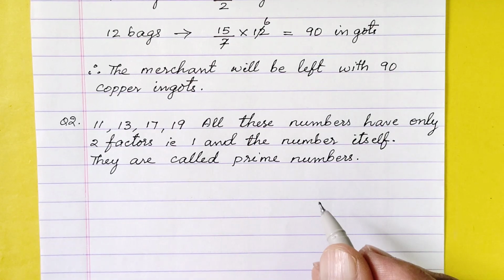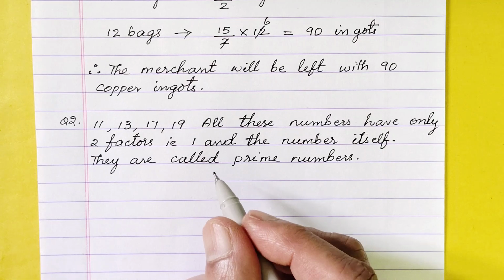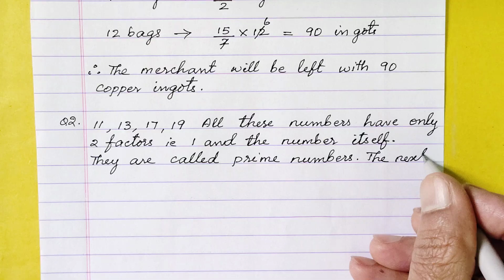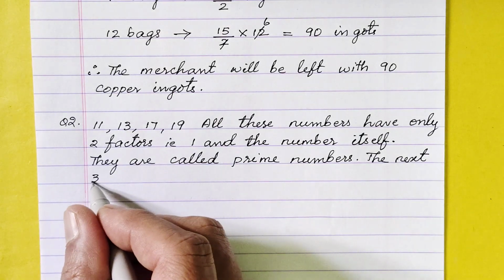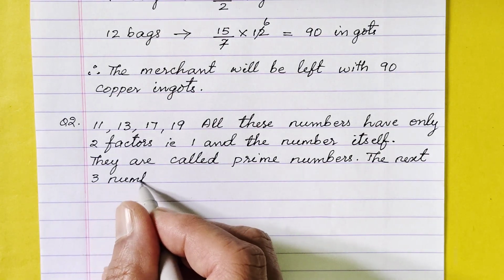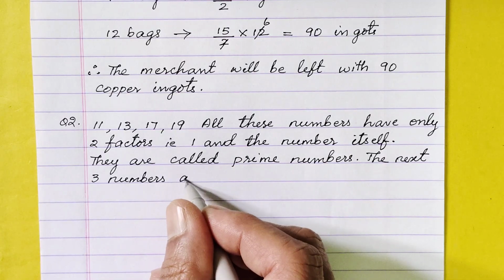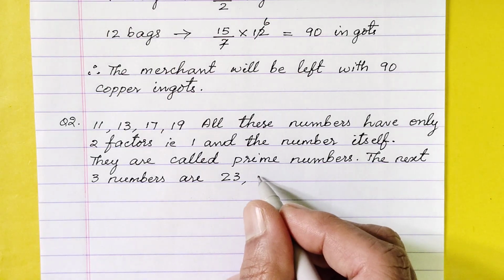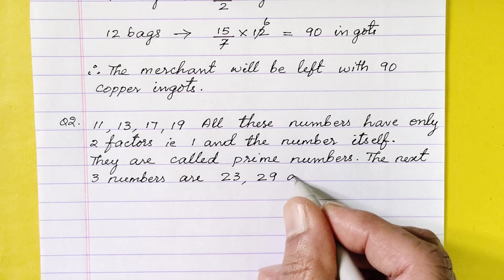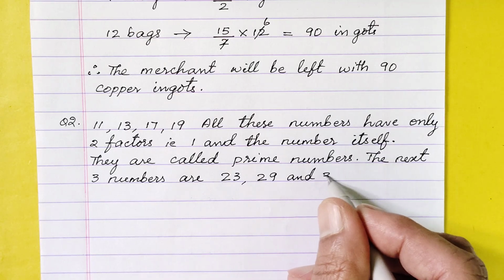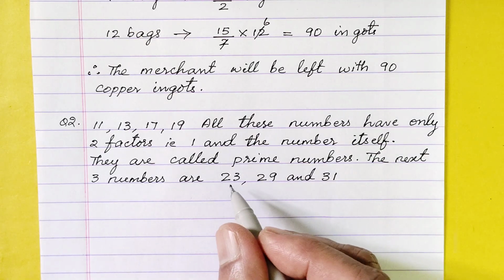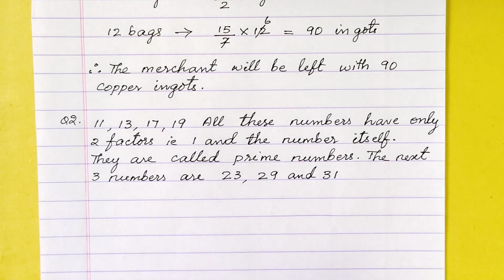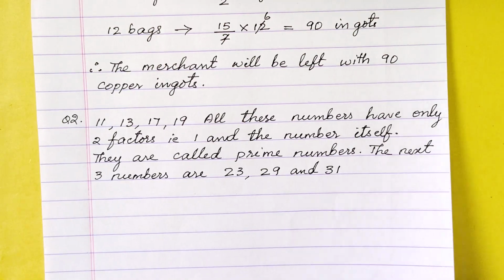They are asking to write the next three numbers in this series. The next three numbers are 23, 29 and 31. They are the next three prime numbers that come after these. So question 2 is answered. We'll go to question 3.